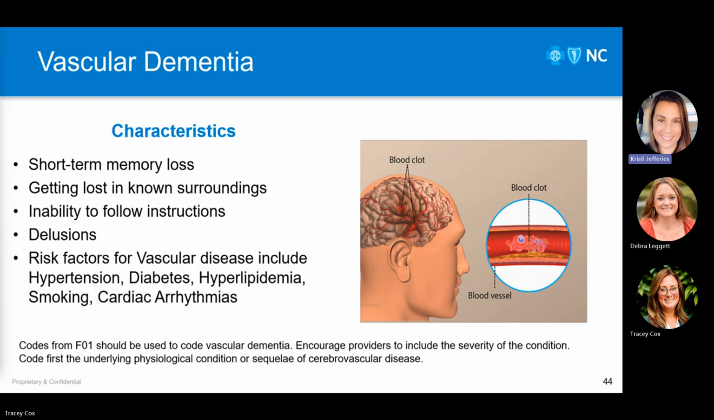When coding vascular dementia, you will choose from the F01 code set. Providers should be encouraged to include the severity of the condition in their documentation. You will also have the provider identify and document the underlying physiological condition that has caused the interruption of blood flow, such as stroke or chronic alcohol use.